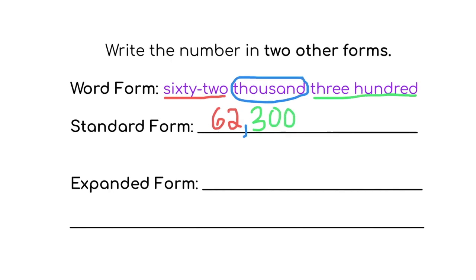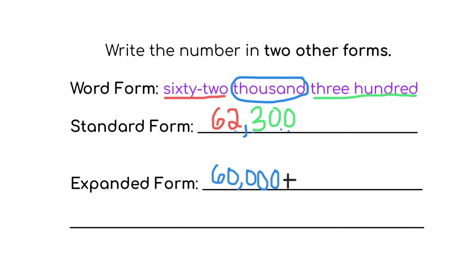62,300. Now that I have my number in standard form, it will be very easy to write it in expanded form. So we're going to show the value of each digit. The first digit that we have is a 6, and it's in the 10,000s place. So that would be 60,000. Remember, you can count the digits after the 6. We have 1, 2, 3, 4. So there should be 4 zeros in your number.